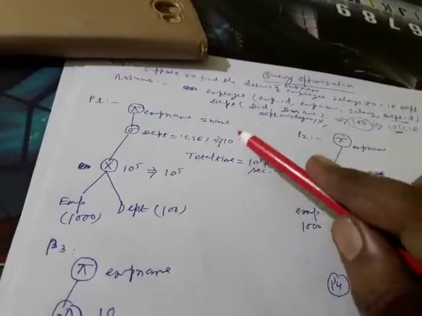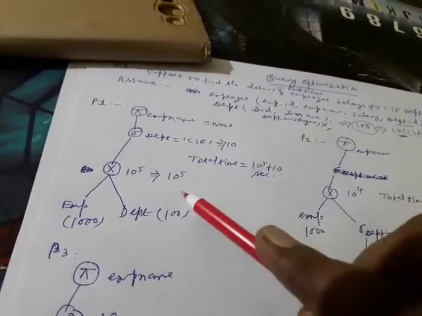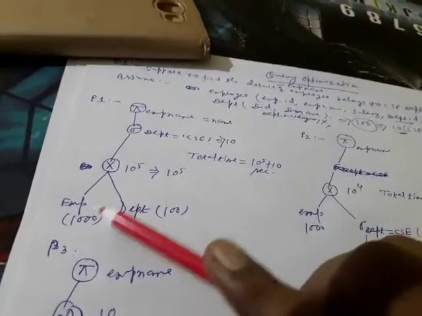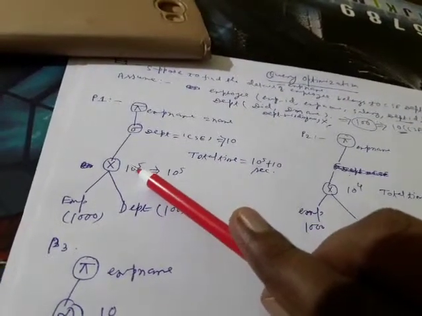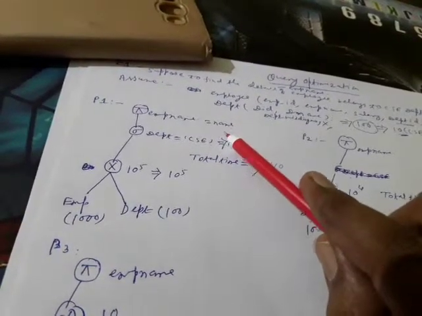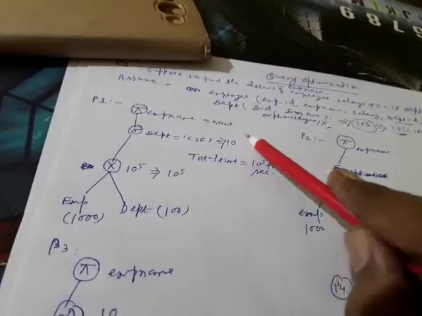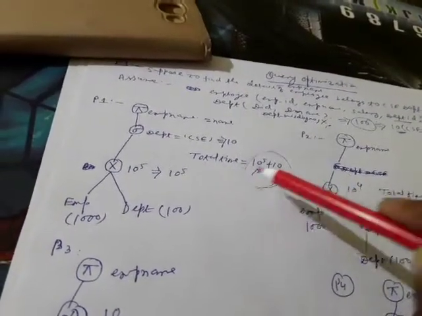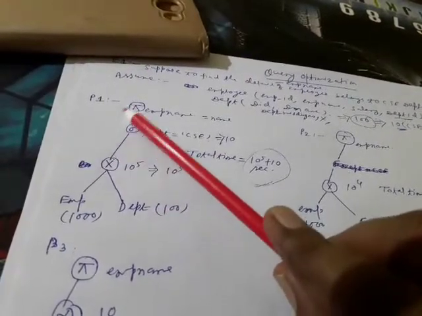So what is the total time to access this query? 10 to the power 5 seconds to access the data from the Cartesian product of the two tables. And also, out of the 10 records we have to select the name of the employee out of the 4 attributes. So this is the total time if I perform the query in the normal way. I assume this is plan number 1. Now we can go for plan number 2.